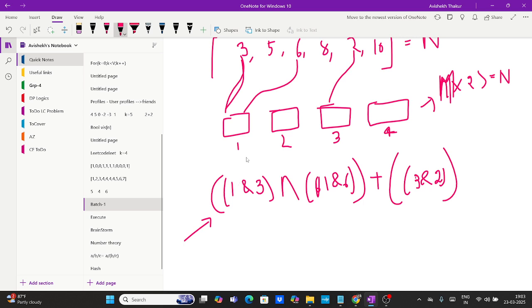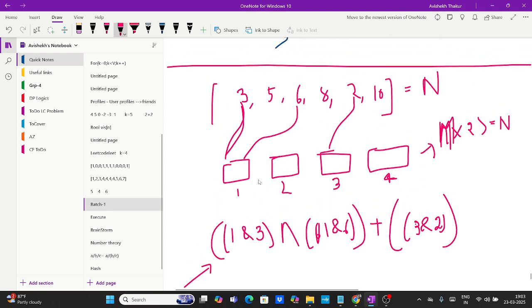Is the question clear? Yes. Others? Is it clear, bro? At max, 2 elements. At max 2 elements. At least, at max. Okay. Okay. Are you clear?